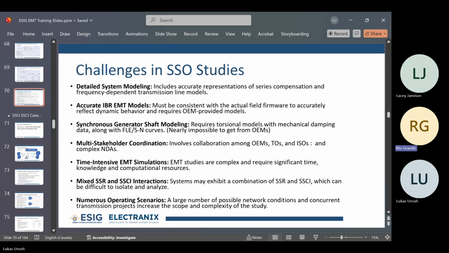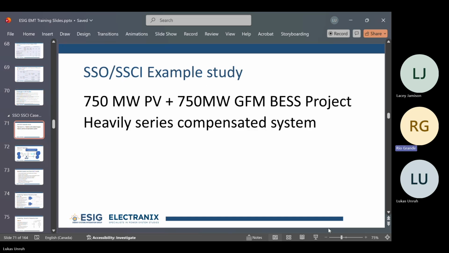Okay, so the next thing I'll do is walk through a really nice example study on SSCI specifically. This was done by a couple of folks from my office, Anurada and Rachel, and I think they put some of this content together a while back for an industry forum. So I'm borrowing their work here. In this scenario, we had a large PV plant and a large battery plant connecting in a hybrid configuration into a heavily series compensated configuration.